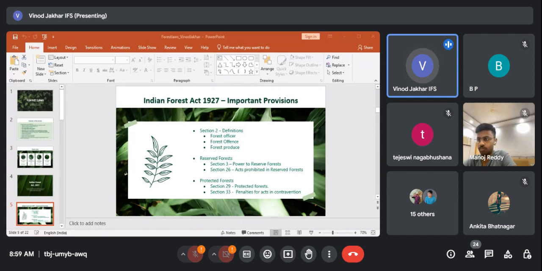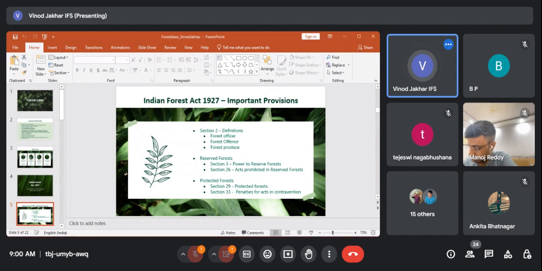The second one is forest offense. Forest offense means any offense punishable under this act. So this act has many offenses, which we will see in subsequent sections. So any offense, any violation of this act, which is punishable, that is a forest offense. And the third important definition is forest produce. It is an exhaustive definition. It includes everything. It includes four things.